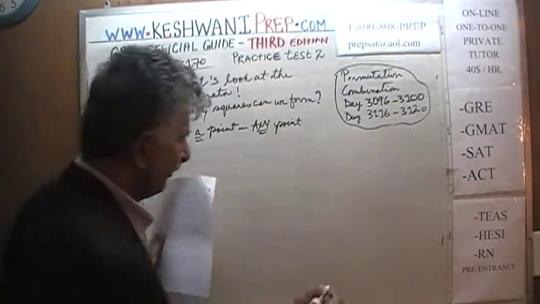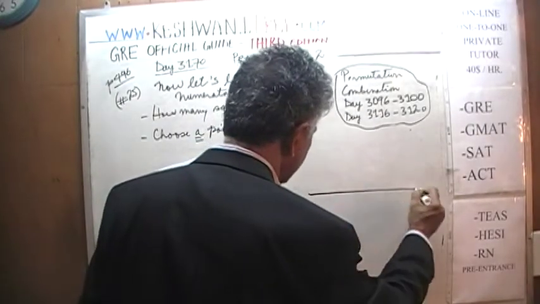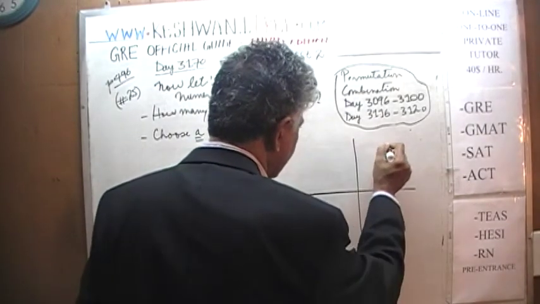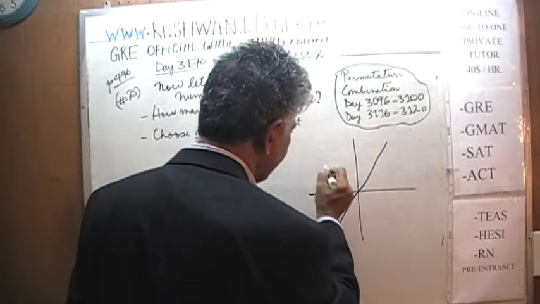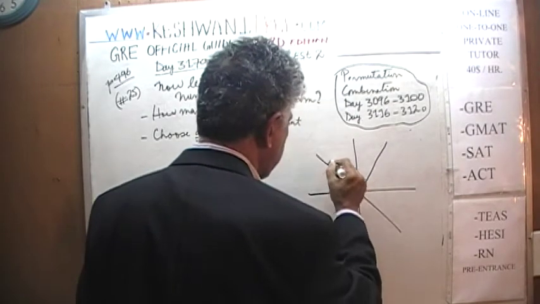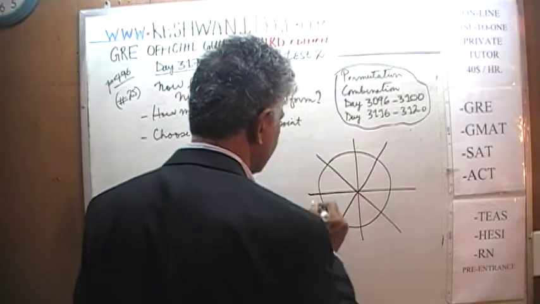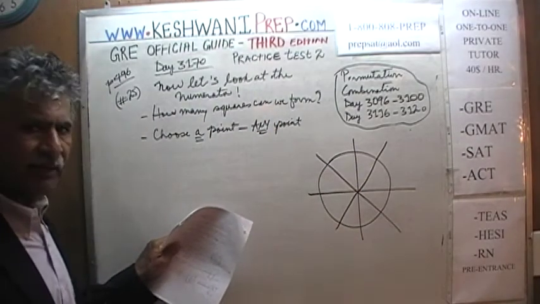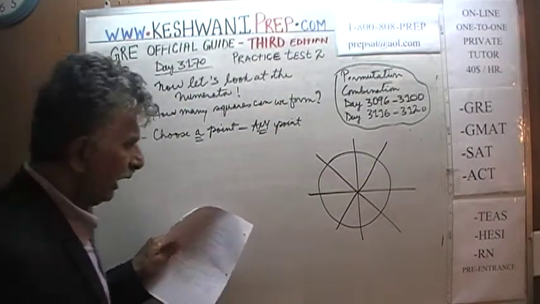So here's our circle one more time. Remember they are equally spaced, so it's 45 degrees. Here's our circle. Pick a point. It doesn't matter. It makes no difference at all which point you pick. I'm going to pick this one.